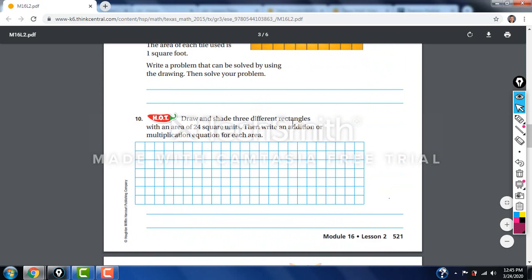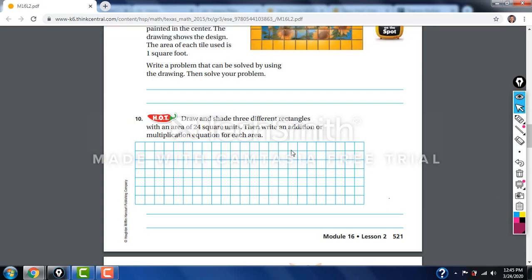Here you're going to draw 3 different rectangles with an area of 24 square units. Then write an addition or multiplication equation for each area. So color in a rectangle that has 24. You could have 2 rows of 12, or you could have 4 rows of 6, or 6 rows of 4, and then write a multiplication equation. So again, your shapes and numbers will vary here, but that is the concept. It has to equal 24 square units. Okay, so color those in right now, and again, make sure they have 24 square units.